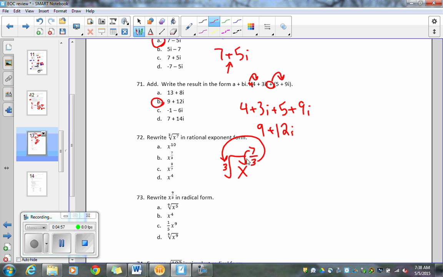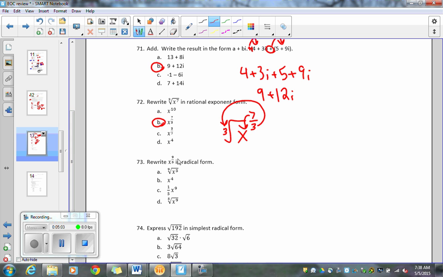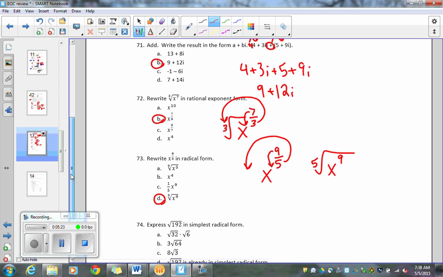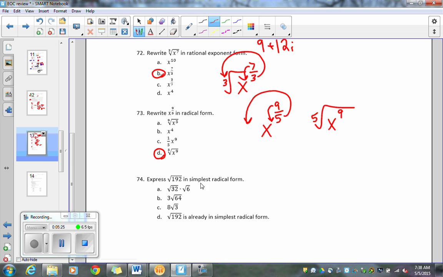So my answer is x to the 7 over 3. I think that's 7 over 3. All right, rewrite this. This is the exact opposite. So we have x to the 9 over 5. I'm going to take 9 and stick it to the x, and bring 5 on the outside. So it's the 5th radical of x to the 9th power, which is D.